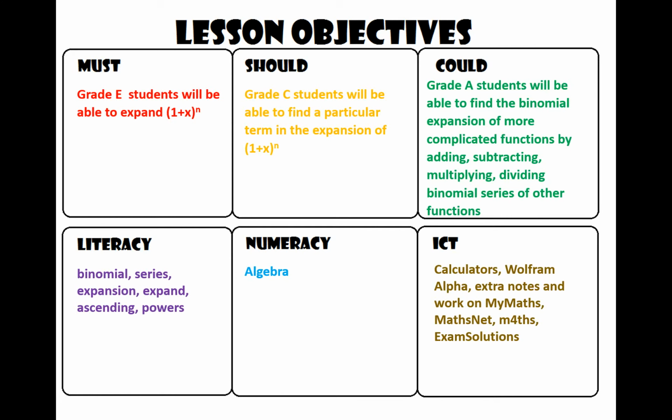Right, this lesson is about expanding binomial series. A grade E student should be able to expand (1 + x)^n. Grade C students will be able to find particular terms in the expansion of (1 + x)^n, whereas grade A students will be able to find a binomial expansion of more complicated functions by adding, subtracting, multiplying, dividing binomial series of other functions.